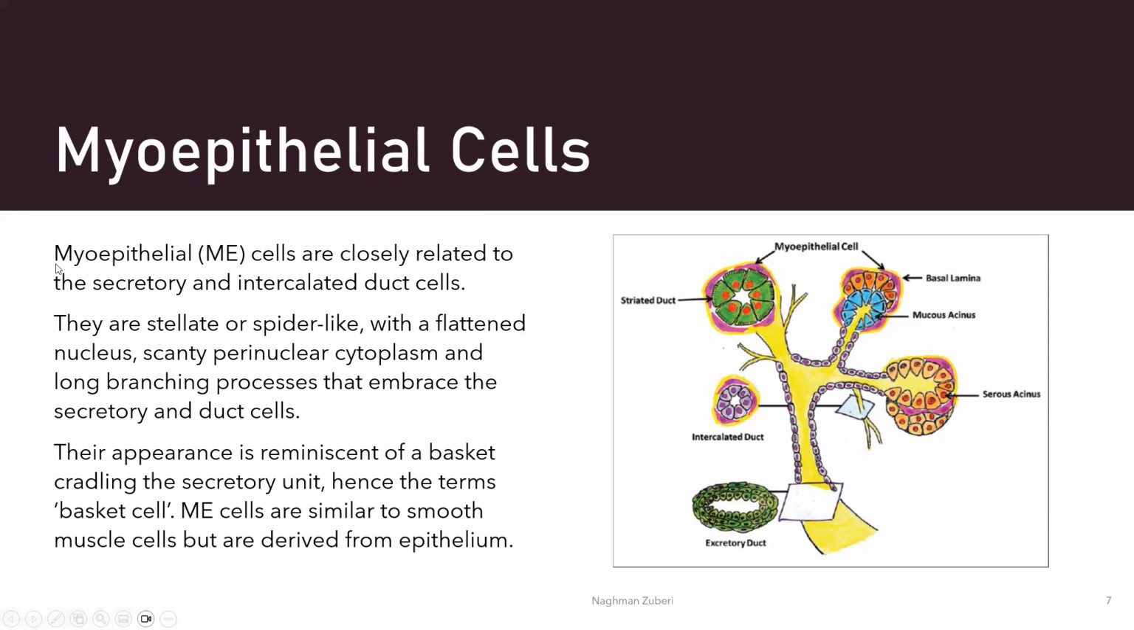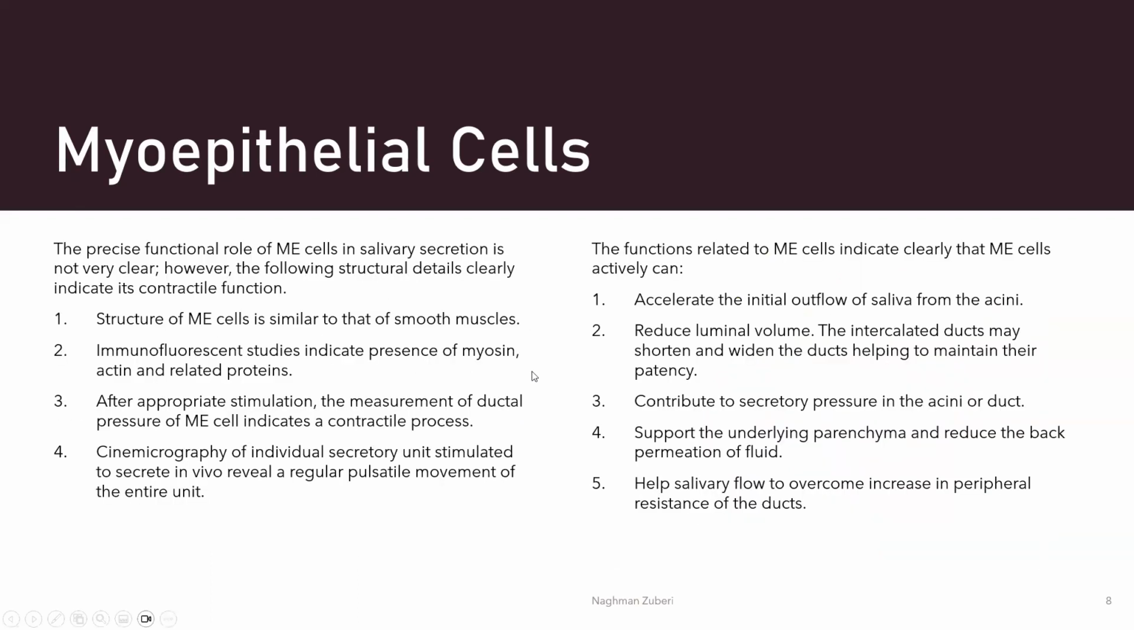Myoepithelial cells. Myoepithelial cells are closely related to the secretory and intercalated duct cells. They are stellate or spider-like with a flattened nucleus, scanty perinuclear cytoplasm, and long branching processes that embrace the secretory and duct cells. Their appearance is reminiscent of a basket cradling the secretory unit. Hence we call these basket cells. Myoepithelial cells are similar to smooth muscle cells but are derived from the epithelium.